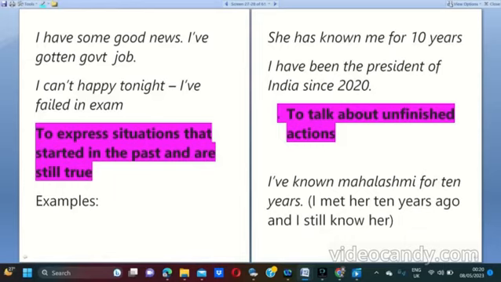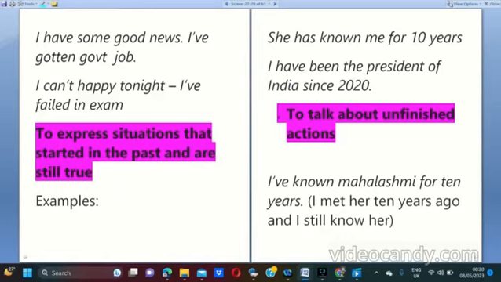Next, I have been president of India since 2020. Here it is talking about a point of time. You have been the president. See, in 2020 you became president, and still you are president of India in 2023 also. That is the meaning of I have been the president of India since 2020.